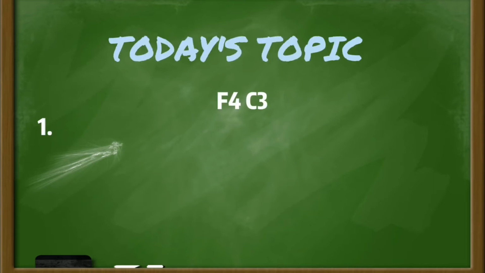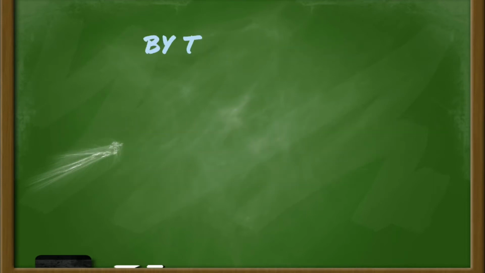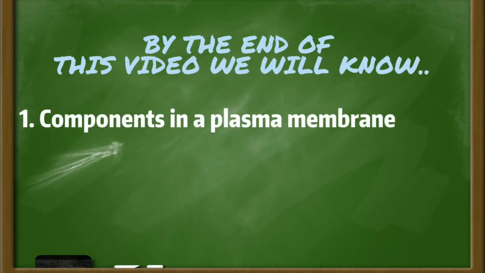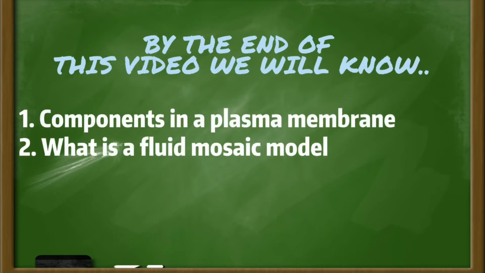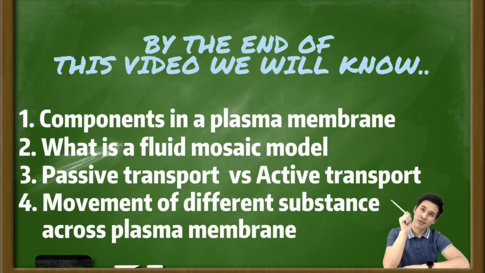Today's topic, Form 4 Chapter 3, Components of Plasma Membrane and the Movement of Substance Across the Plasma Membrane. By the end of this video, we will know components in the plasma membrane, what is a fluid mosaic model, passive versus active transport, and most importantly, movement of different substances across the plasma membrane.